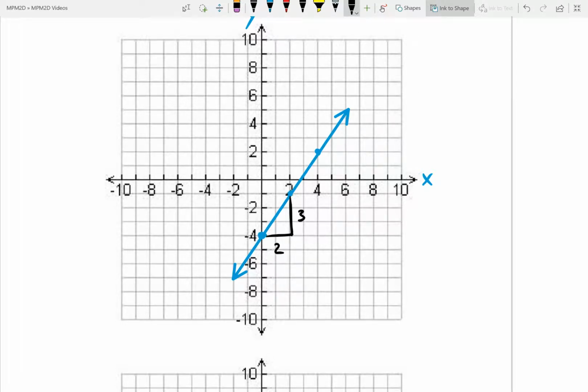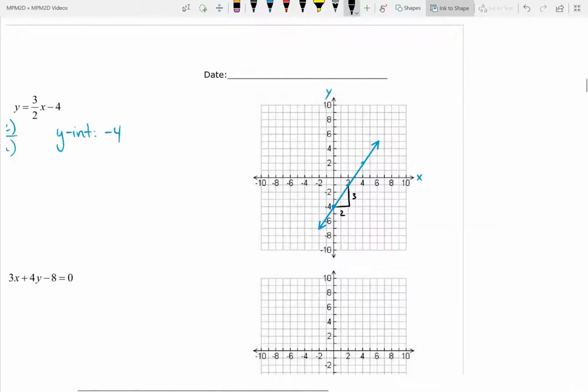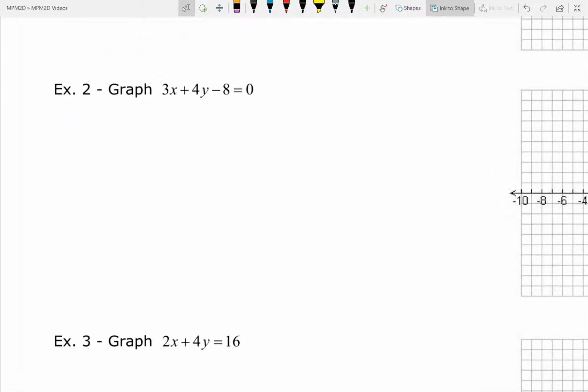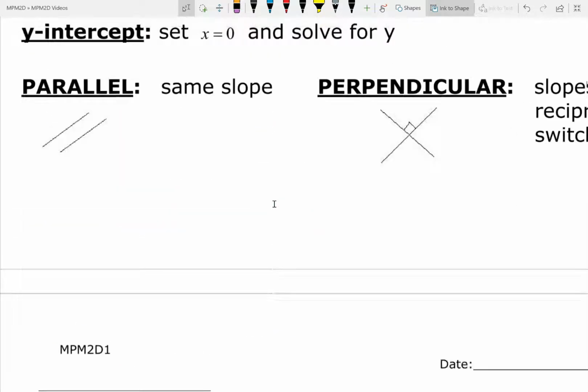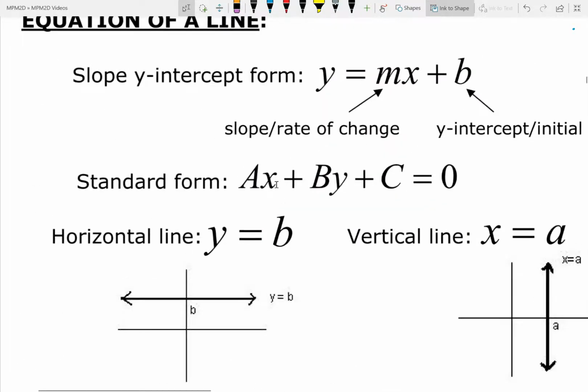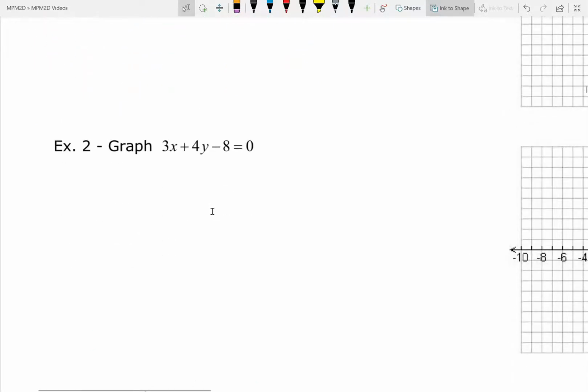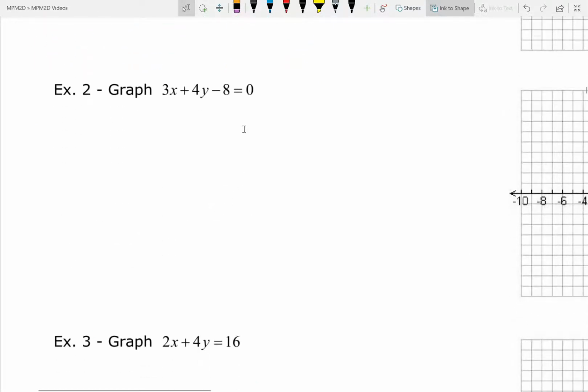Okay. All right, so let's try another one. So here's another equation of a line. Now this is not in slope y-intercept form. This is in standard form. Okay, standard form, as you recall, looks something like this: ax plus by plus c equals 0. Now it's not easy to graph this standard form equation, but we can convert it to slope y-intercept form by isolating y by itself.